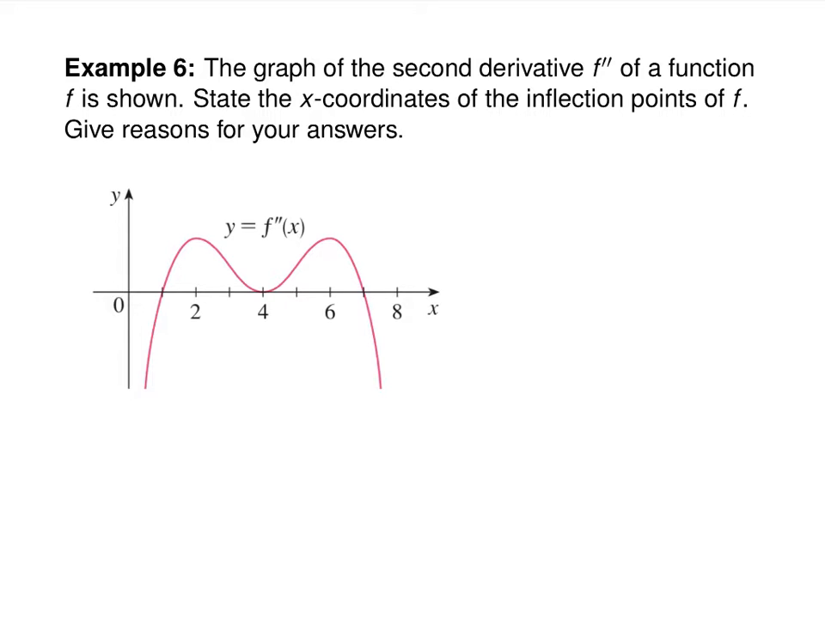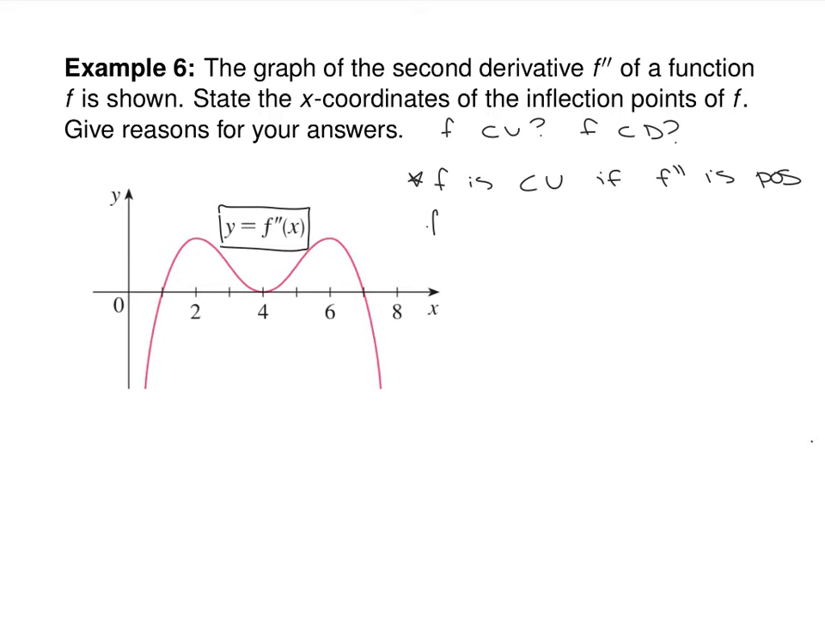Okay. So the graph of the second derivative is shown. So find the inflection points. I'm also going to want you to tell me where the function is. Where is f concave up? Where is f concave down? Okay, so f is concave up if f prime prime is what? Positive or negative? Positive.